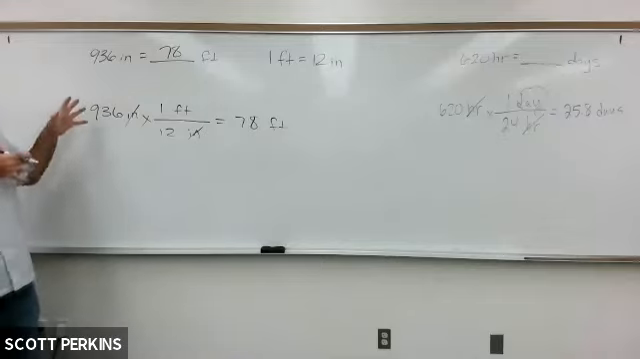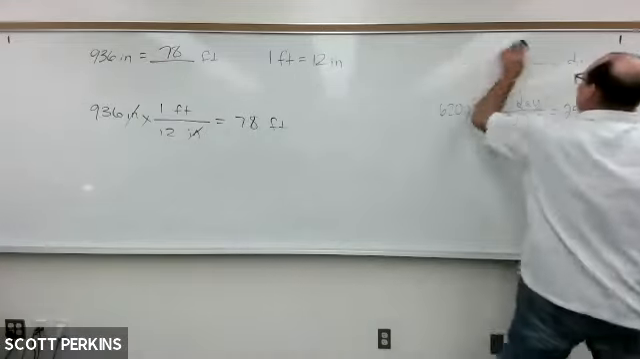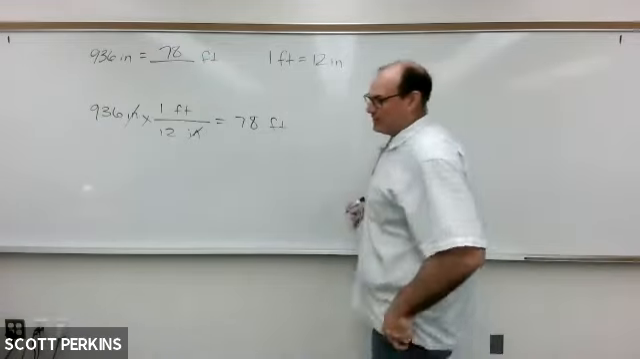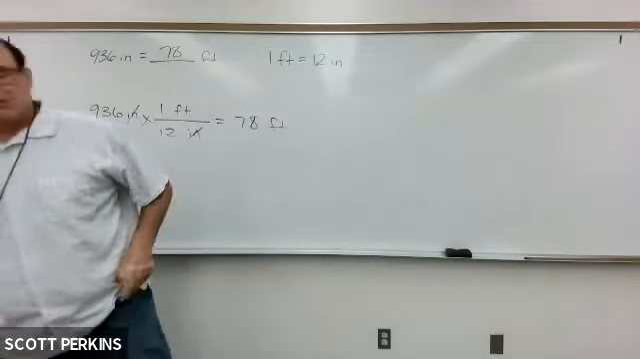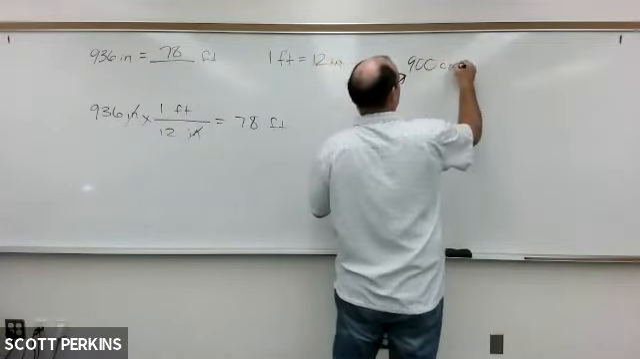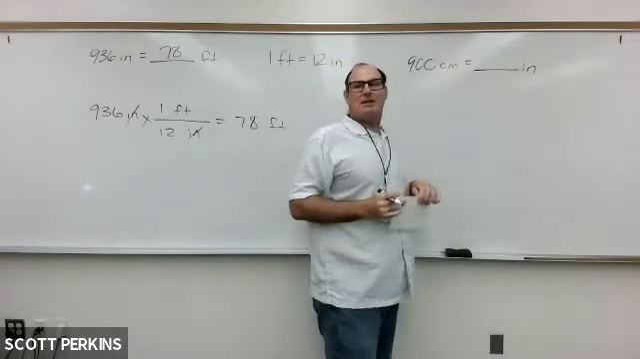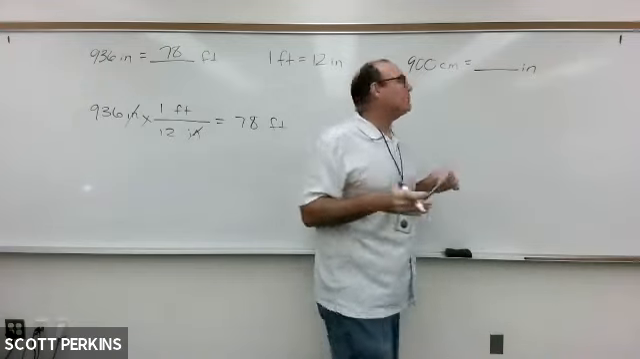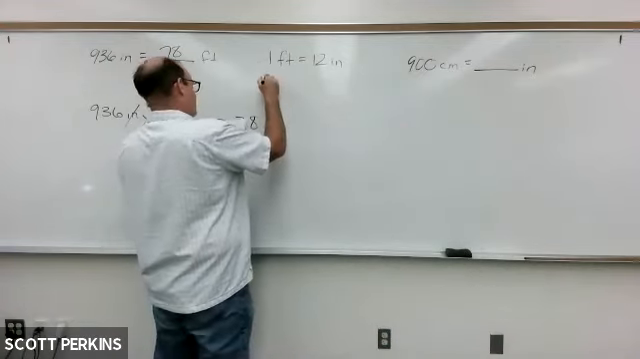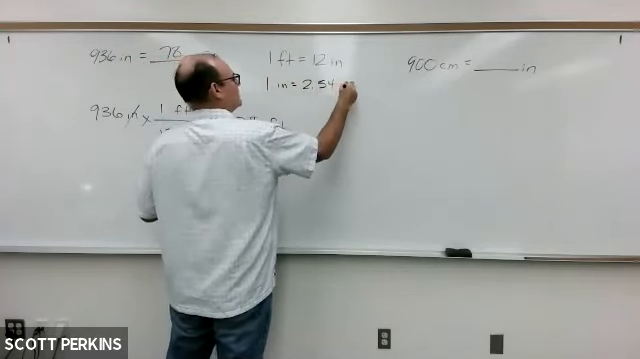So all of these conversions have been within the US system, as we talked about last time. Here is one between the US unit and the metric system. Let's say that I ask you to convert 900 centimeters into inches. Round this to the nearest 10th when you do this. And here's the conversion: 1 inch is equal to 2.54 centimeters.